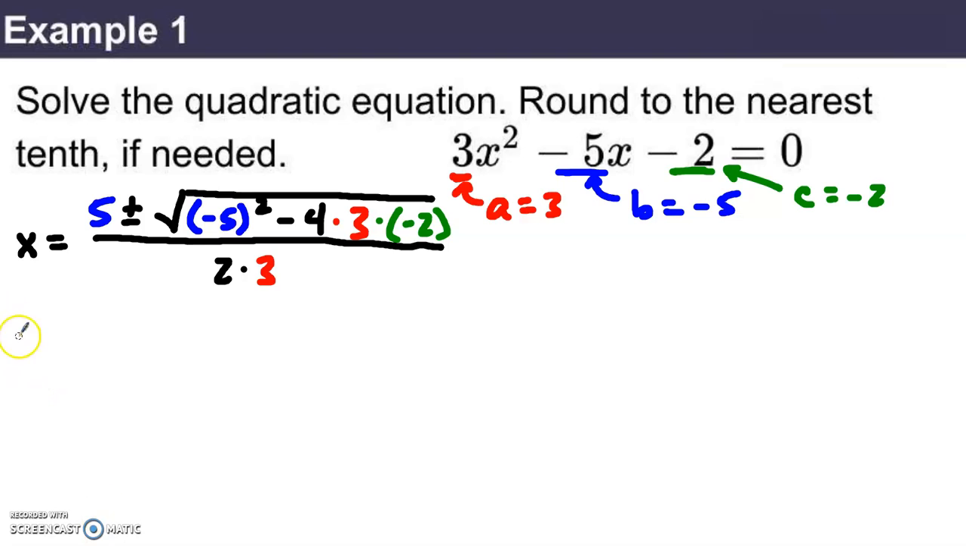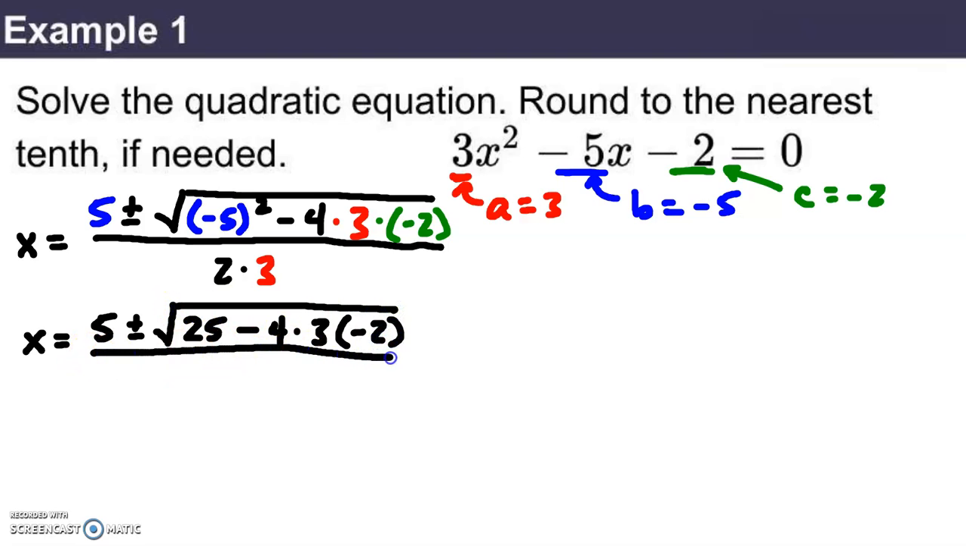So we've got x is 5 plus or minus the square root of, this is essentially an expression to simplify using order of operations. And I see an exponent first. I need to square my negative 5, and negative 5 times negative 5 is positive 25. Minus 4 times 3 times negative 2.